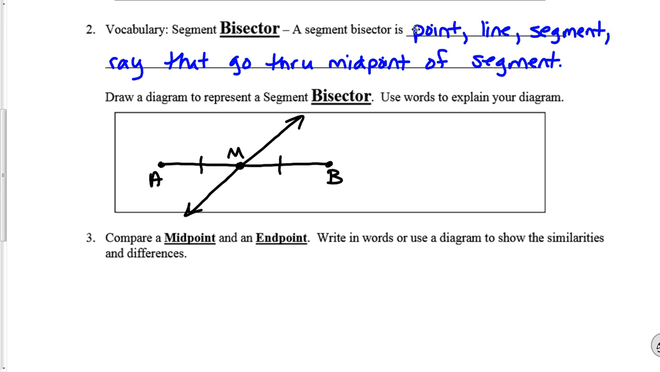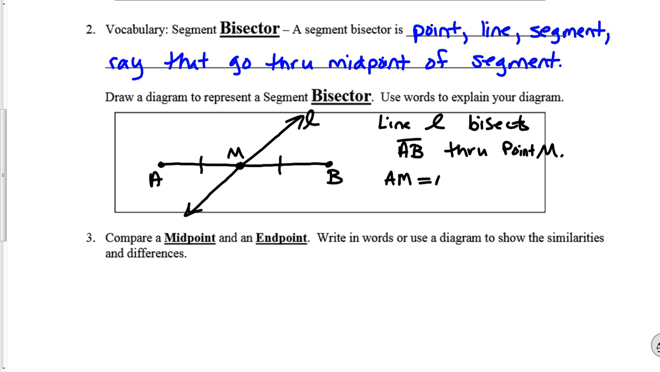So in words, what that means is I can label my line L bisects segment AB, and I might want to say through point M, so I know exactly where it is. And again, as I did before, I know that AM is equal to MB, the lengths, and I know that the segment from A to M is the same as the segment from M to B. If you need to write any of that down, please pause the video here.